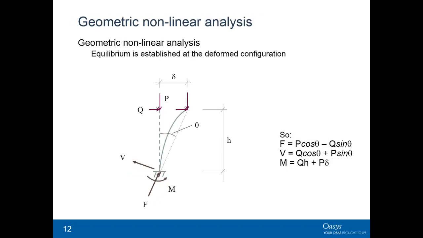When we get on to geometric nonlinearity, we're assuming deformation, and the equilibrium is based on the deformed configuration. So the vertical and horizontal reactions are based on a combination of the loads P and Q, and the moment is Q times height plus the load P times the deflection delta. And this is where we get the expression P-delta analysis, because it takes into account that P-delta effect causing additional moment.